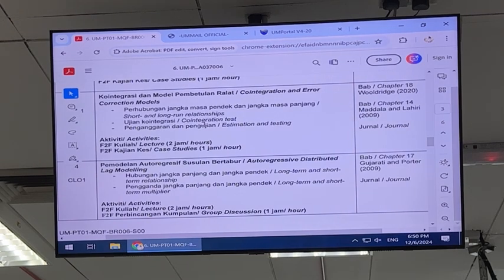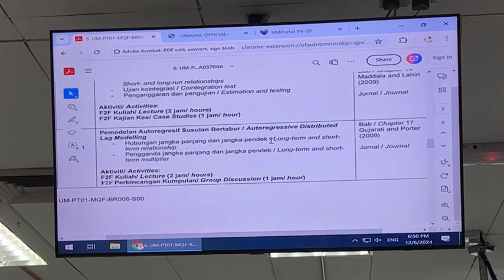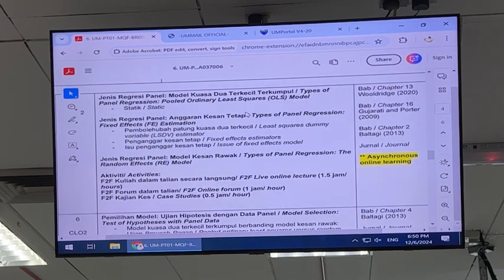And also the error correction term, right? The error correction model is useful for us to see the short run impact on the dependent variable. So that's why we have short run and long run. This ARDL we cover in this week. Then after that we proceed to the panel.